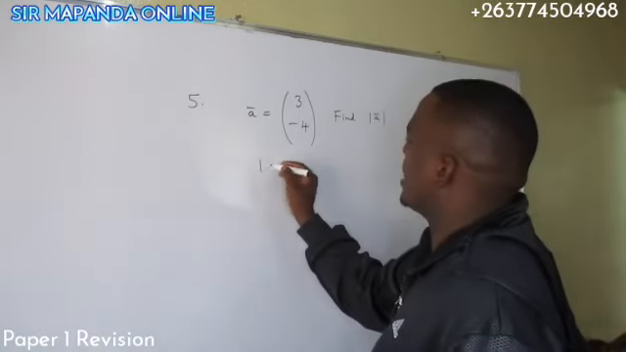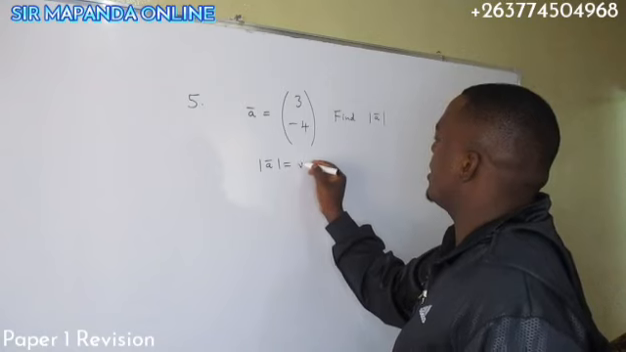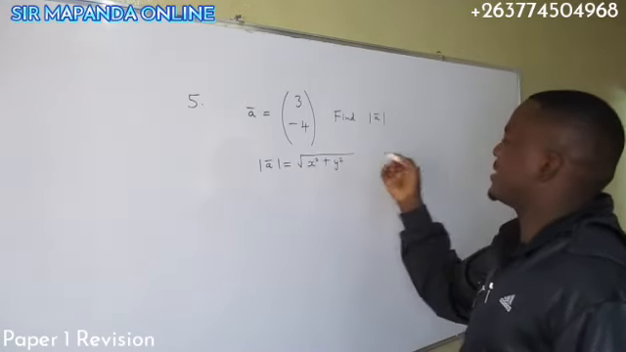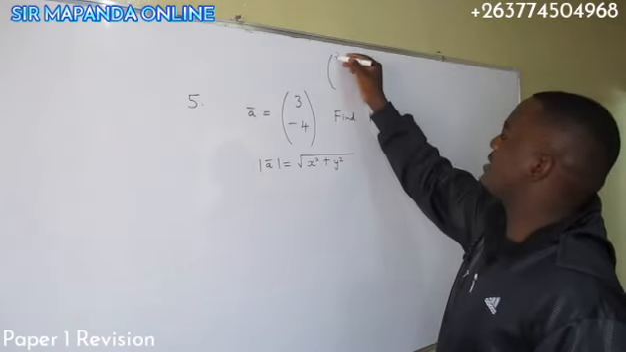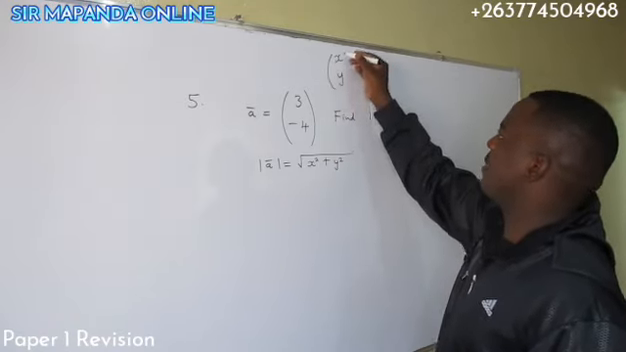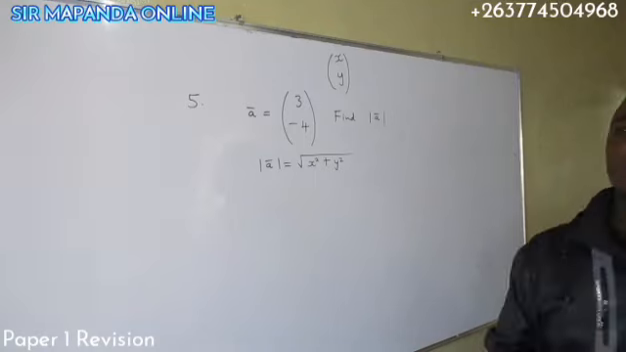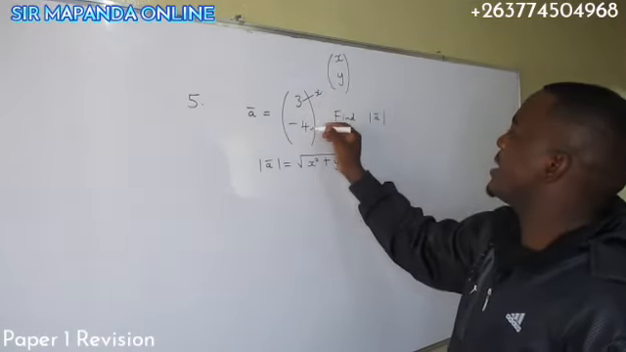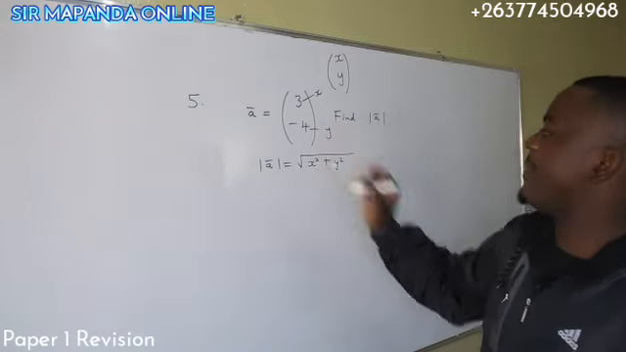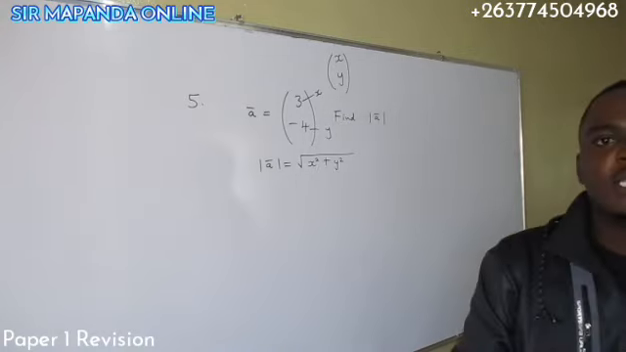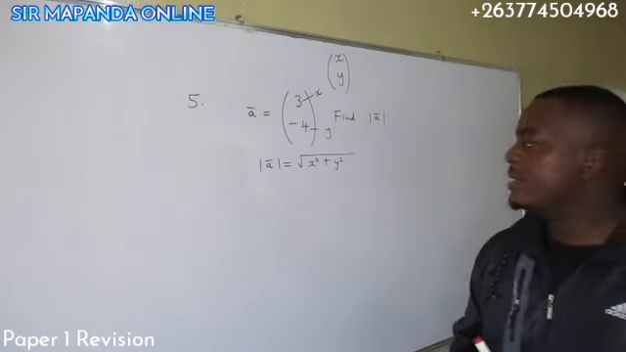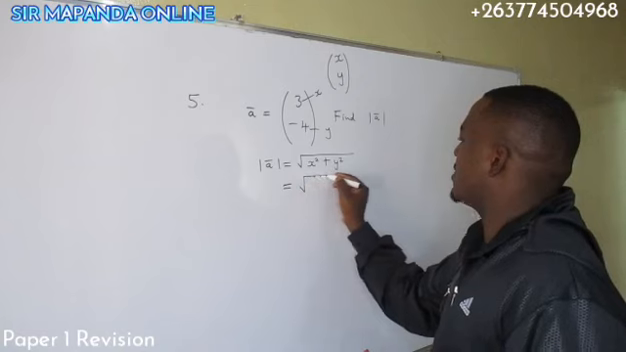So to find the modulus of A, we make use of the formula square root of x squared plus y squared, where x is representing the number above and y is representing the number below. So in this case, x is being denoted by 3 and y is being denoted by minus 4. We need to substitute 3 and minus 4 into our formula to calculate the modulus. So I'm going to substitute accordingly.